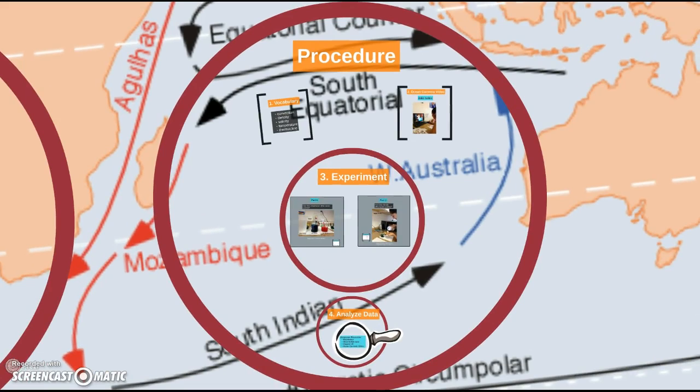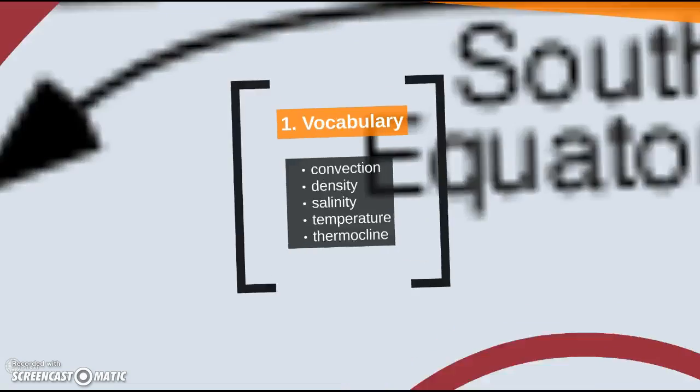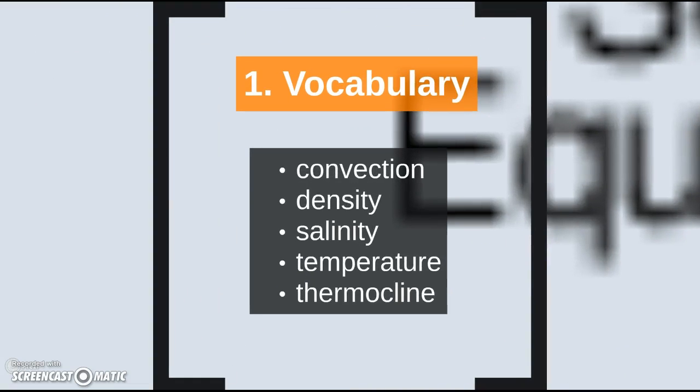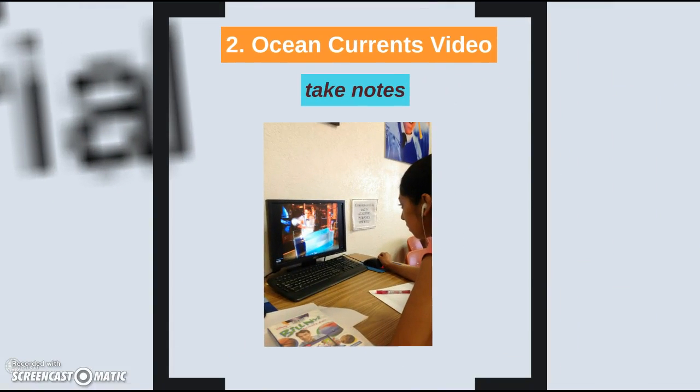To get started, first you'll use your textbook to define the following key vocabulary terms: convection, density, salinity, temperature, and thermocline. Be sure to write your definitions neatly on a piece of paper. You will turn the definitions into your classroom teacher. Next, you'll watch the Ocean Currents video. We'll let Bill Nye and his cast get wet and dirty so we don't have to. Be sure to take notes as you watch the video.